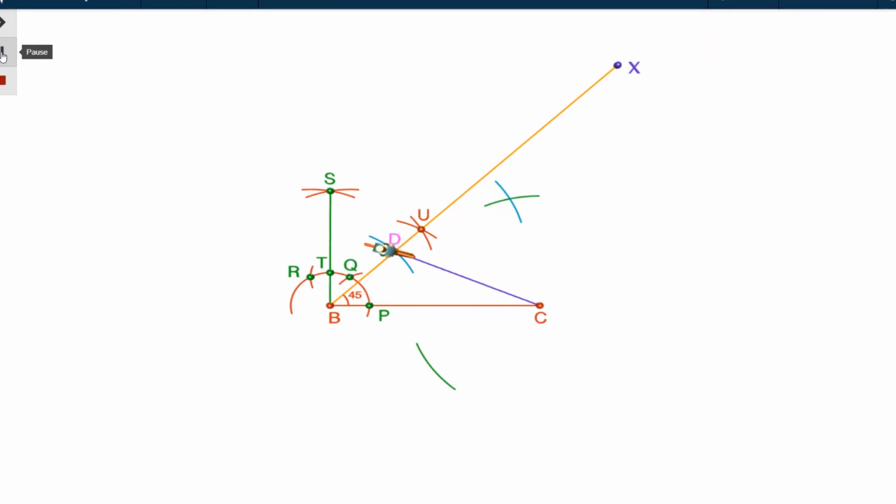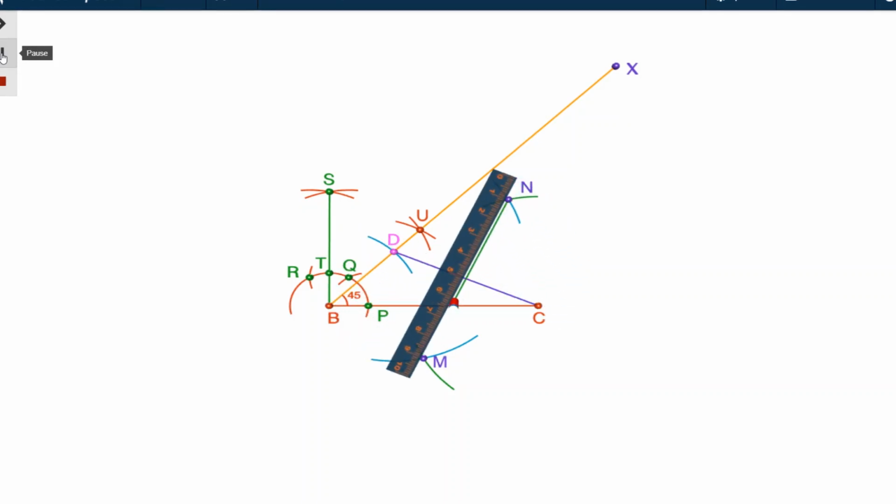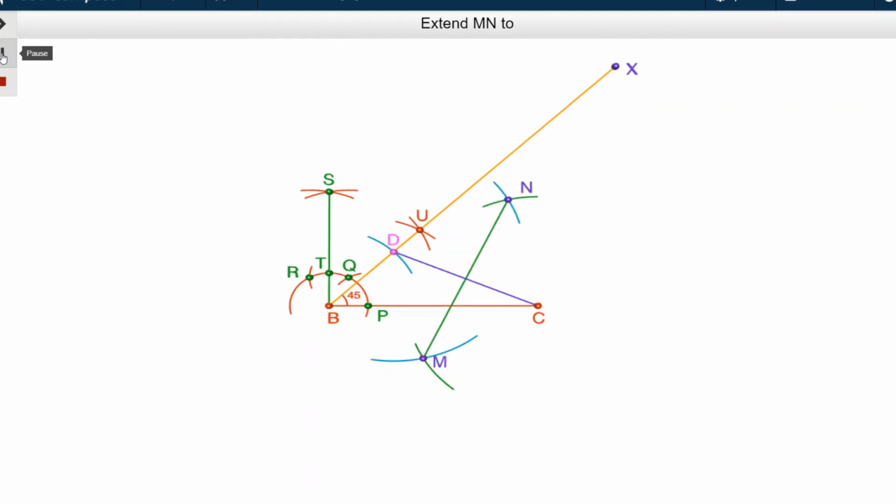If you take less than half of CD, both the arcs will not cross. So you have to increase the radius. Now name the intersection points; you can name one N, and the other point you can name M. Now join M and N. After joining MN, extend MN so that it crosses BX.